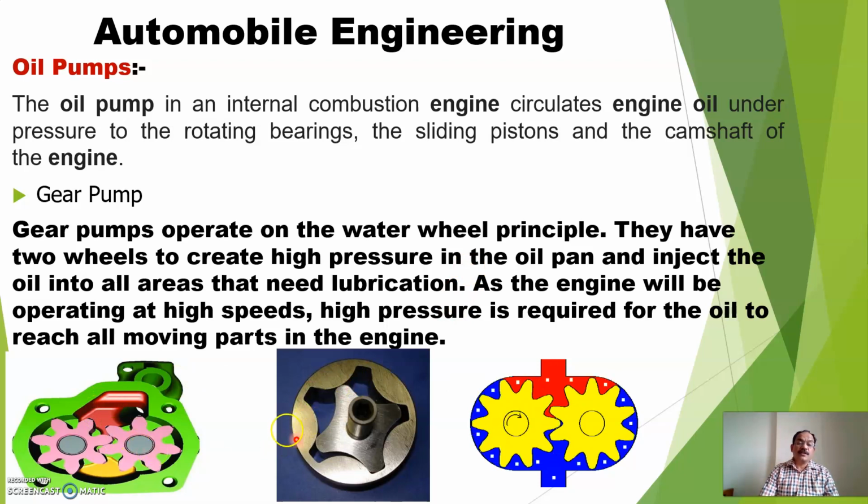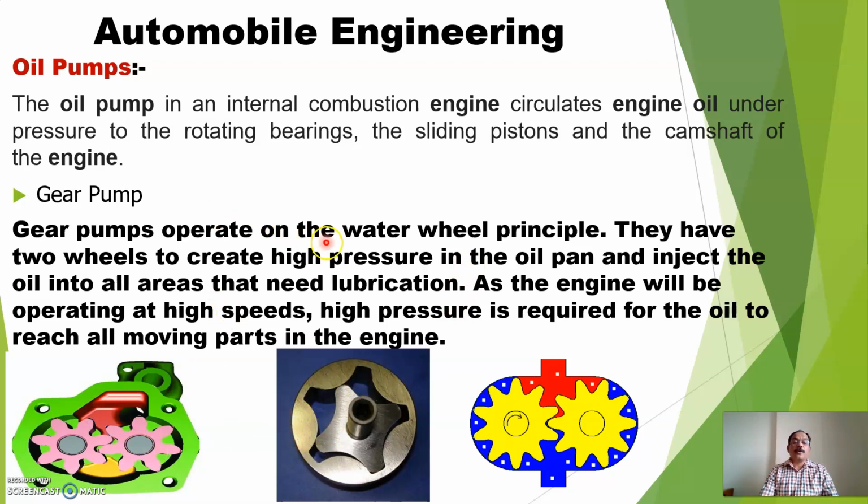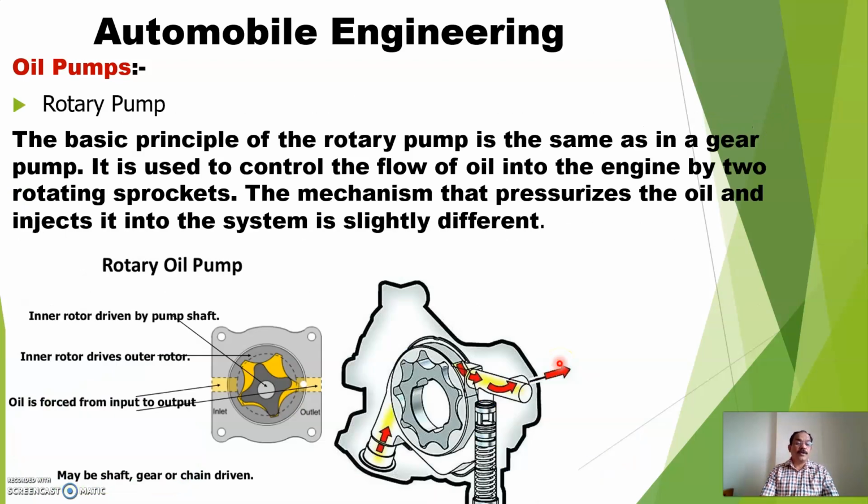This is the cross section, this is the actual section. Gear pumps operate on the water wheel principle. They have two wheels to create a high pressure in the oil pan and inject the oil into the areas that need lubrication. As the engine will be operating at high speeds, high pressure is required for the oil to reach all moving parts in the engine. These are the positive displacement type of pumps. That's why they create a high pressure in the oil. So this is oil pump.